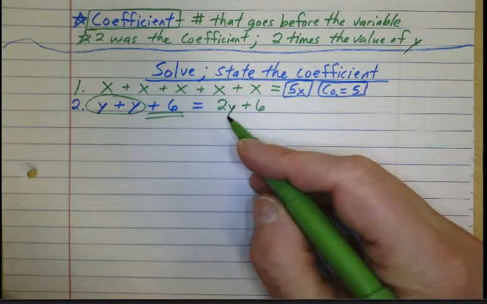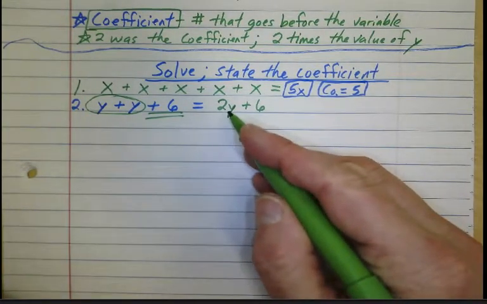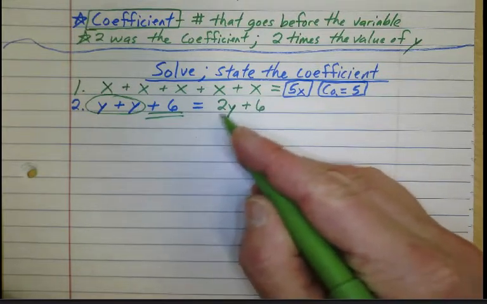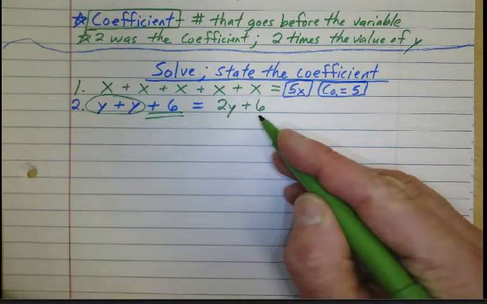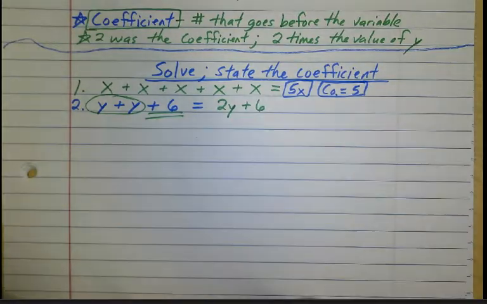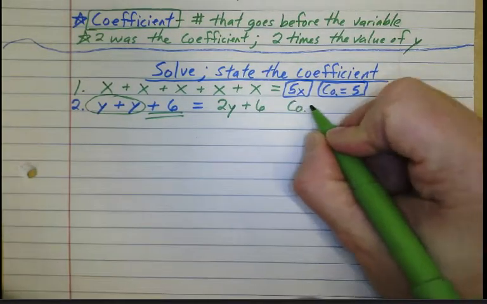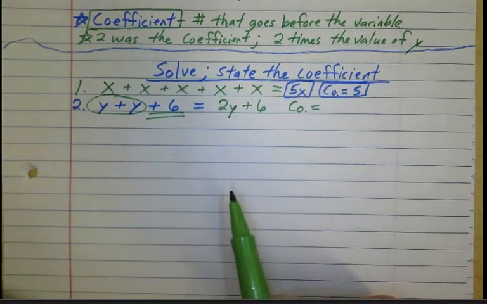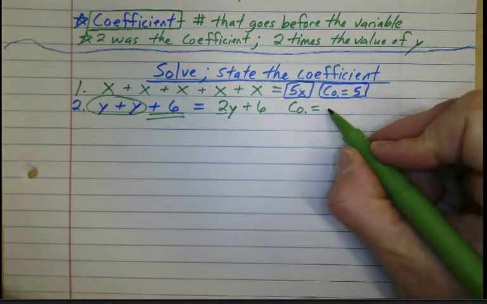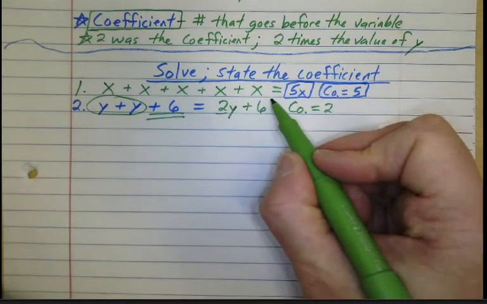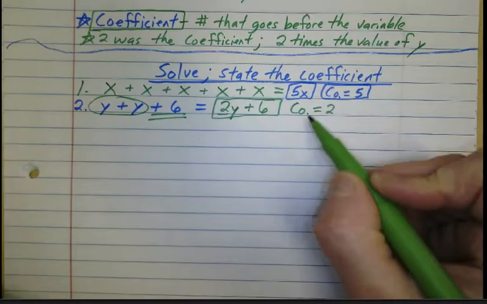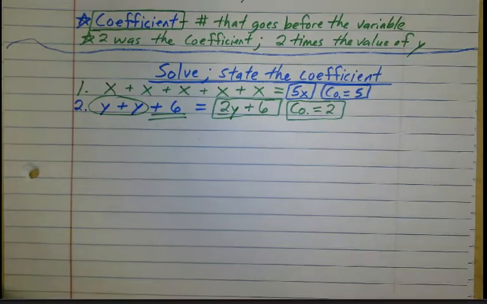You don't know what y is, and you don't need to know what y is. You just combine it together for 2y plus 6. Your apples are your y's, and your number would be like your oranges. So what is our coefficient? Remember, the coefficient is the number in front of the variable, 2. So here's our answer, 2y plus 6, and your coefficient is 2.